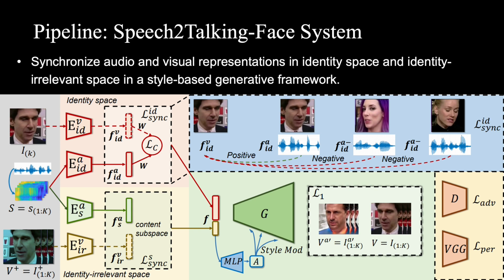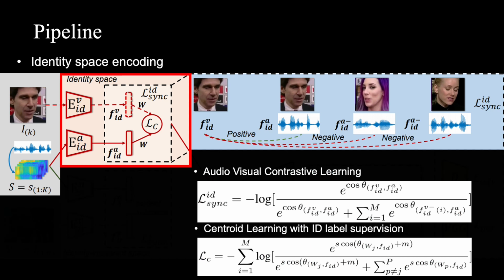We design our Speech2Talking-Face system as shown here. Audio and visual representations are synchronized in identity space and identity-irrelevant space in a style-based generative framework. In identity space, we aim to learn an audio encoder to extract identity-related information. Audio-visual contrastive learning is leveraged to pull the audio representation to the visual representation as close as possible. The centroid learning further encourages distinctive encoded features.